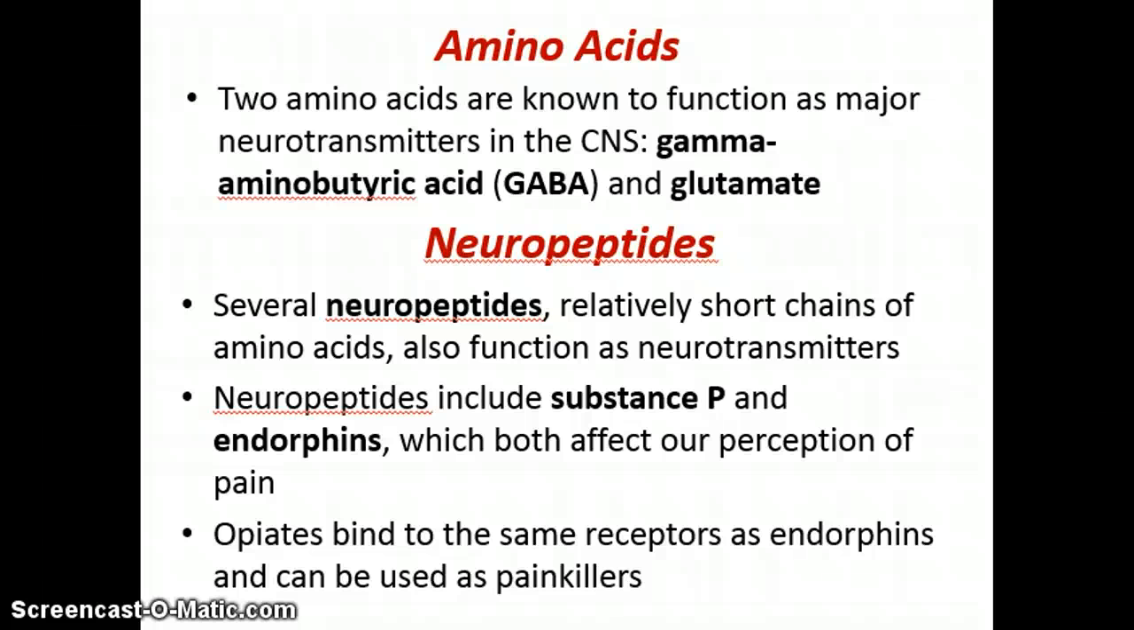Opiates, this is where they actually work, and as some of you did your research projects on some opiates, you saw in terms of chemical or cell communication how they can bind to the same receptor and outcompete the normal neurotransmitter like endorphins.